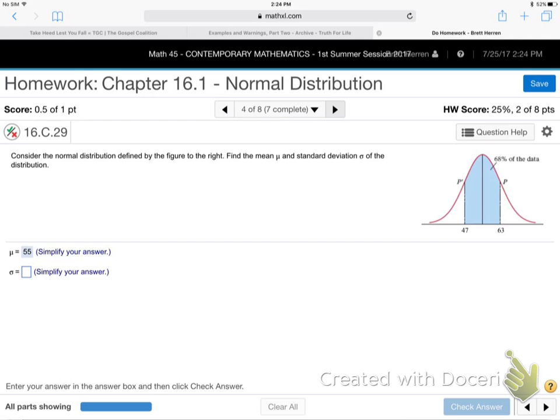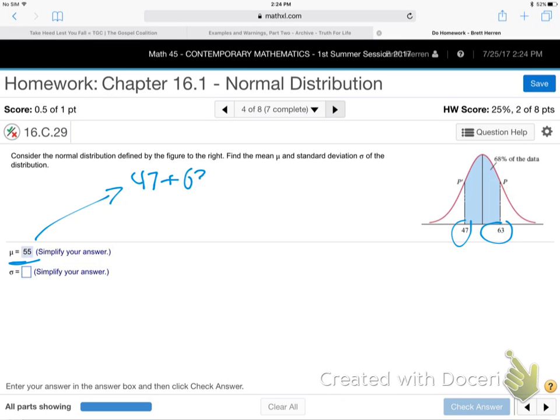Find the mean, find the standard deviation. Can you do that one? Just like the last one, right? So use your calculator, see if you can do that. So how do you find the mu, the mean? We have to take the middle of those two. So just add them and divide by 2.